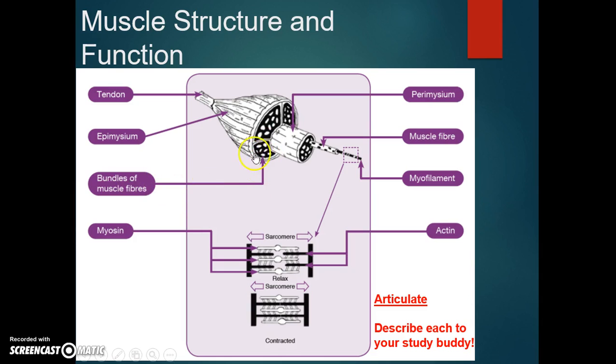So you can see here is labeled bundle of muscle fibers. This is a single muscle fiber here. Now going around this is the endomysium. It's very important you know these three different layers, and we'll talk about them in a little bit more depth now in the next slides.